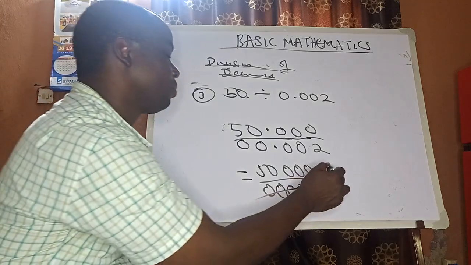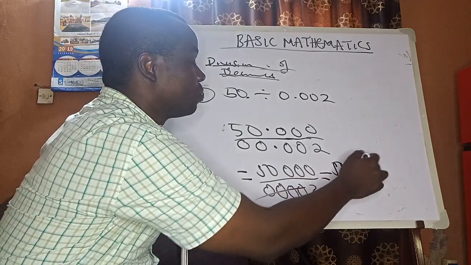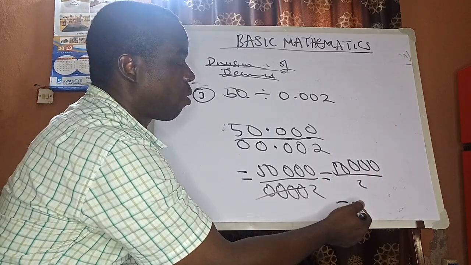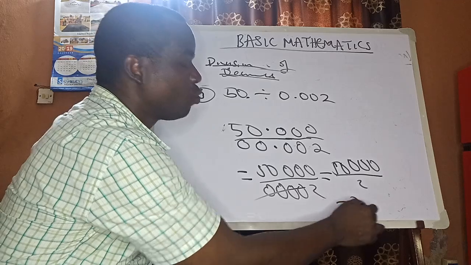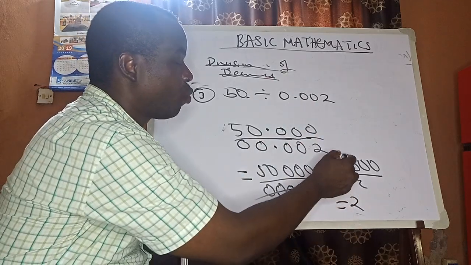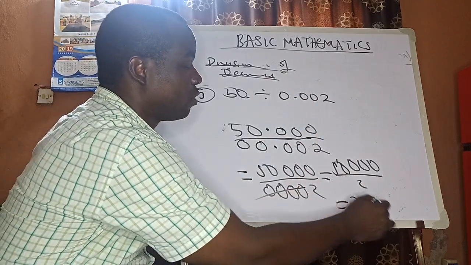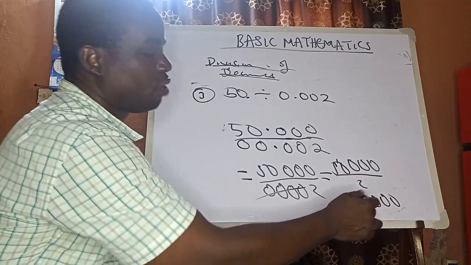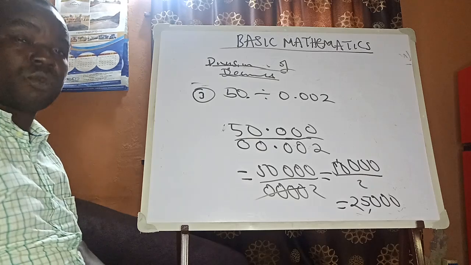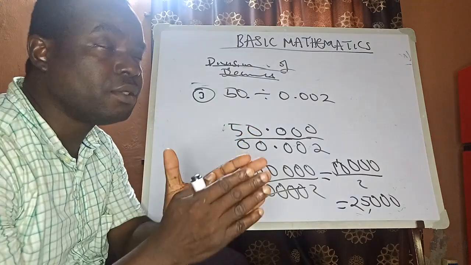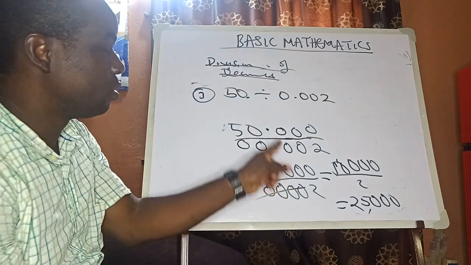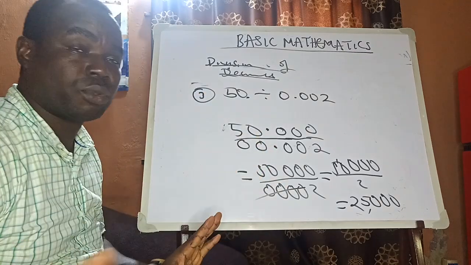These zeros mean nothing because they come before the number. So the answer is 50,000 over 2. And 50,000 over 2 is what? 2 in 5 is 2 remainder 1. Put 1 here. 2 in 10 is 5. 2 in 0 is 0. 2 in 0 is 0. 2 in 0 is 0. That's 25,000. Okay? So anytime you are doing division of decimals, arrange it like this. It's a very simple thing.